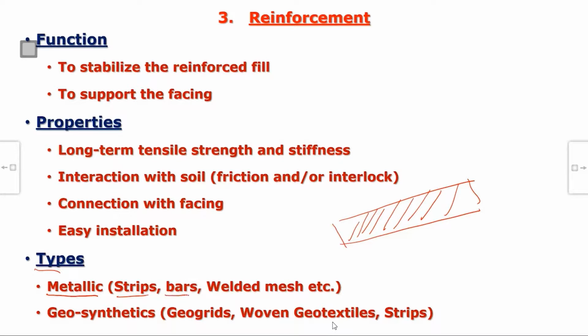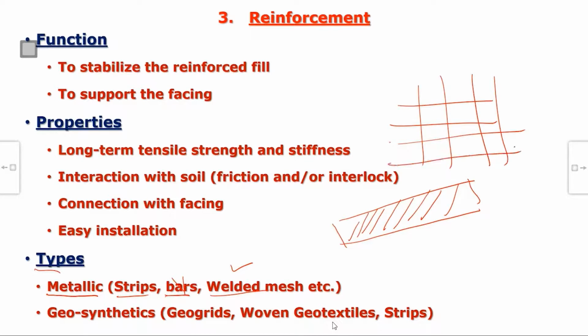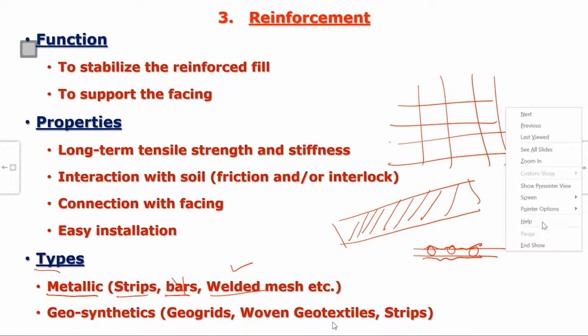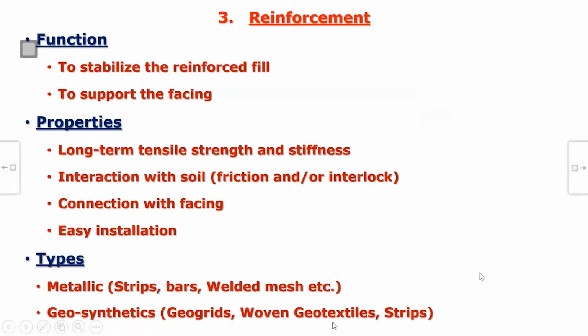Bars nowadays are very rarely used. Previously they used to be bars, like reinforcement bars. Nowadays weld mesh was used very commonly. Weld mesh like this, and if you see its section, it looks like this. Because this is thicker, because of this roughness, it mobilizes more interaction between soil and the reinforcement.